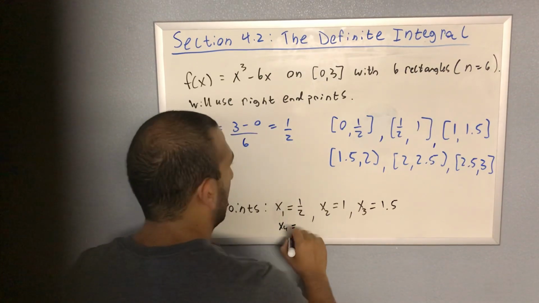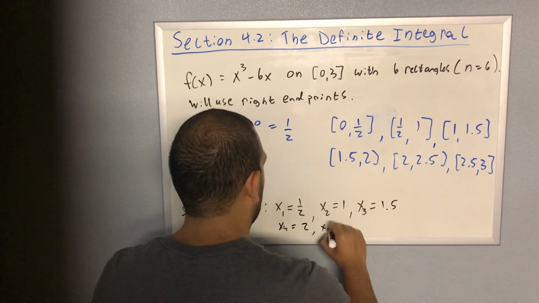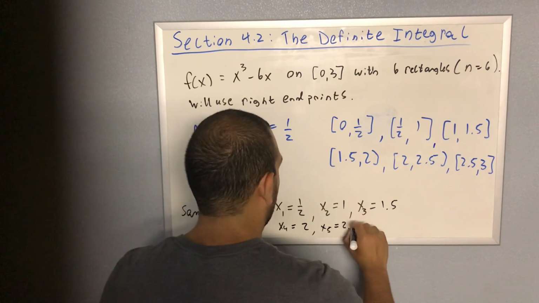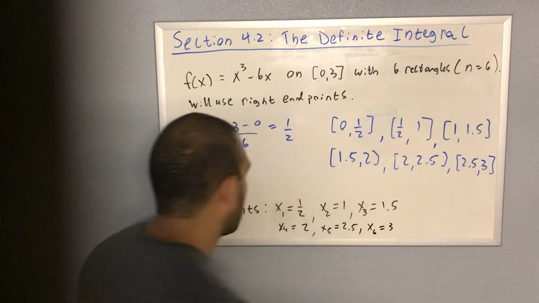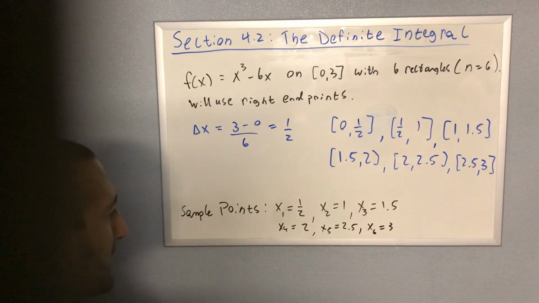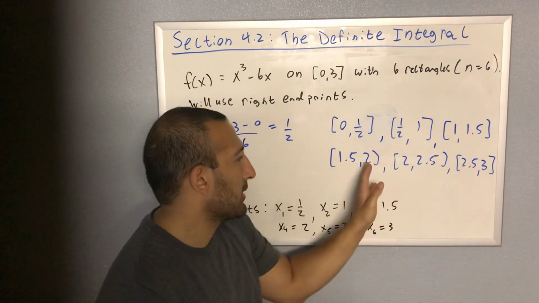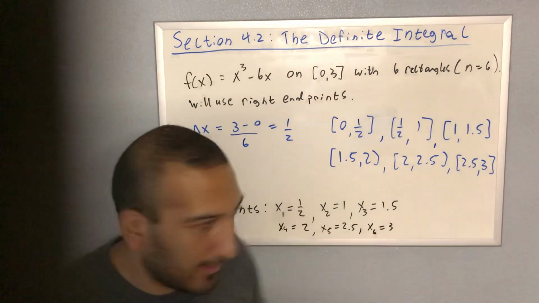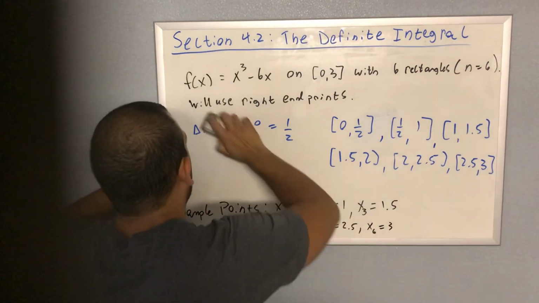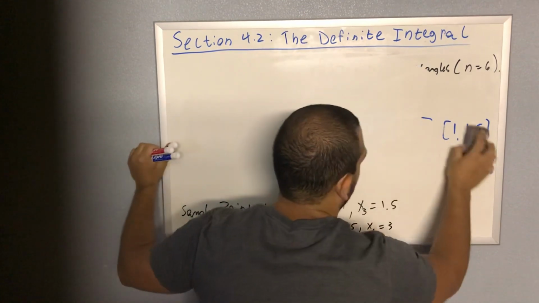x4 will be 2. x5 is 2.5, and x6 is 3. So these are our sample points, these 6 points, because we took the right endpoint. So we're taking the larger number essentially in these subintervals, okay? And then of course we want to graph this to see what is going on.